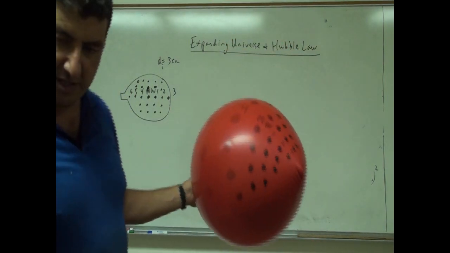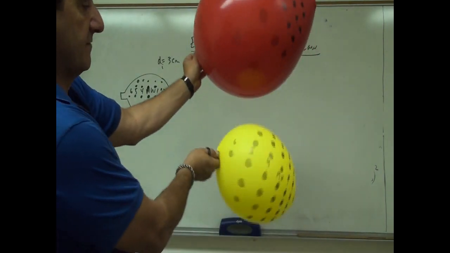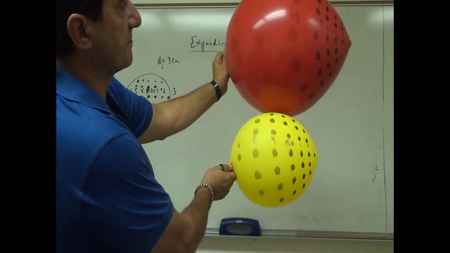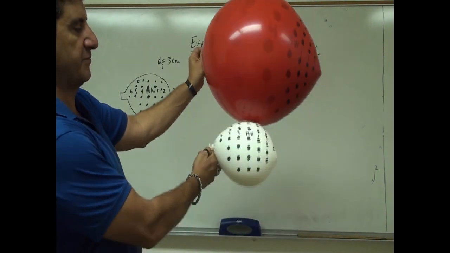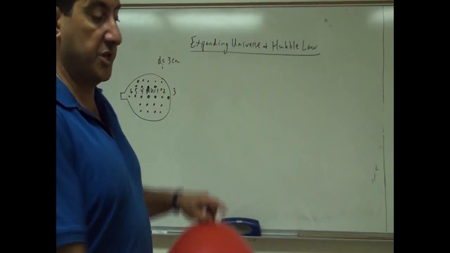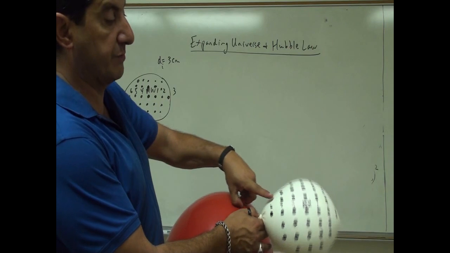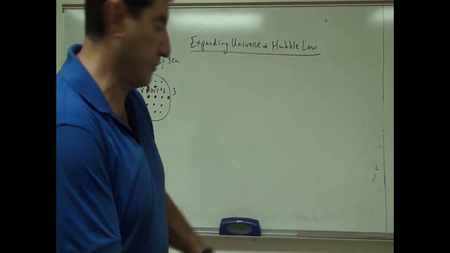So now let's determine the distances. You see, this is much bigger than this, right? Then you can see this one is the original universe. This is smaller than this. So this could represent the size of the universe 4 billion years after the Big Bang, right? 4 billion years.